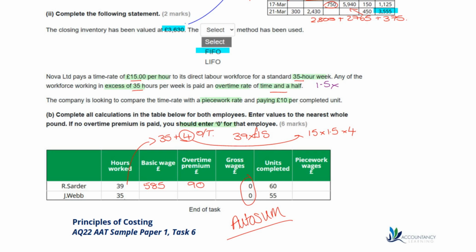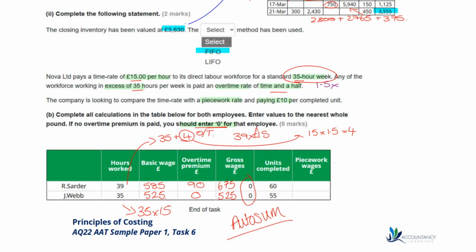For the second person, J Webb here, they've worked 35 hours. So that's just going to be your basic wage of £15 per hour, 525. We know that that's the standard number of hours in a week. So there's no overtime premium, so remember we need to enter 0. And then the gross wages by this point will have auto calculated. And then we just need to fill in this last column here.